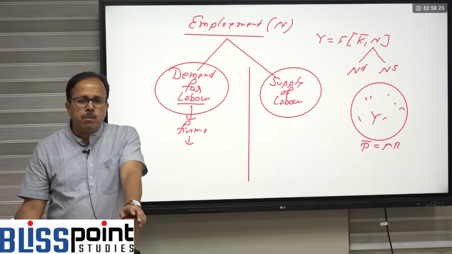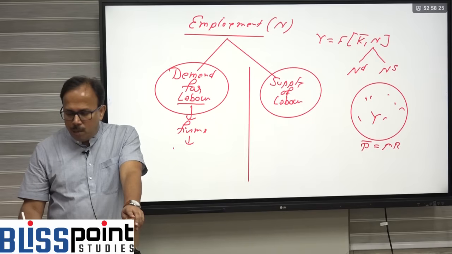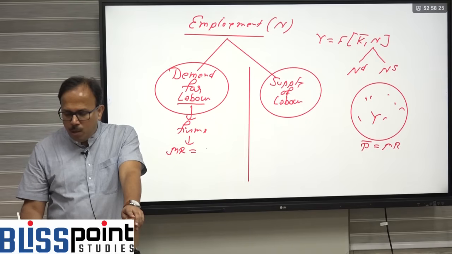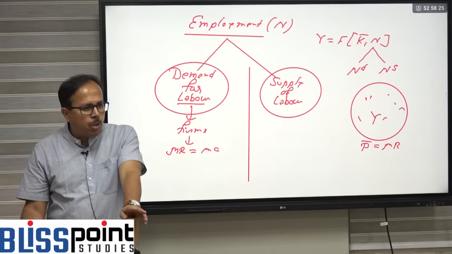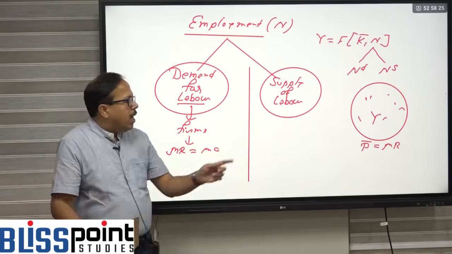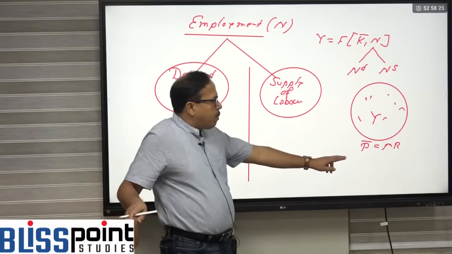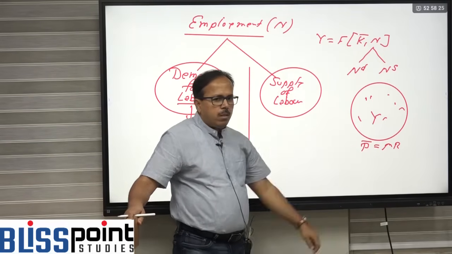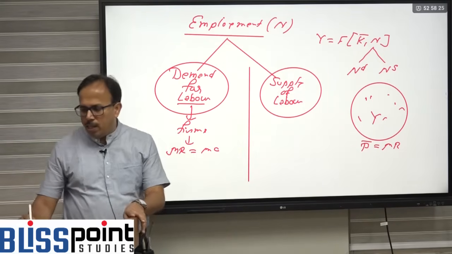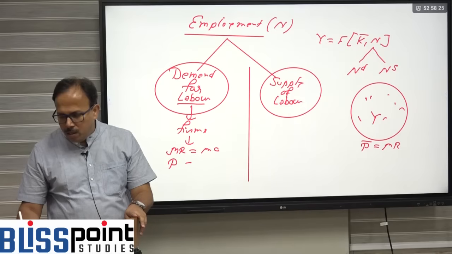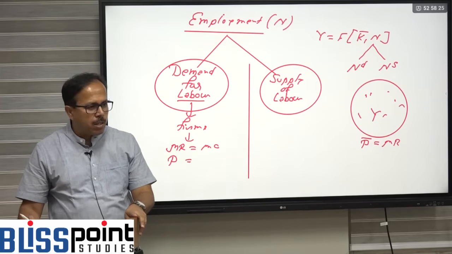And what is the profit maximizing condition? Marginal revenue must be equal to marginal cost. Then only the profit will get maximized. Assuming the market to be perfectly competitive, MR is equal to what? Price. So in place of MR I can write price. Clear?